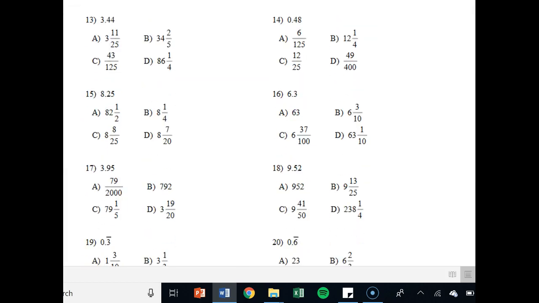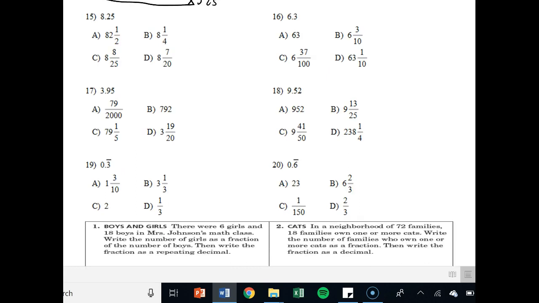Number 13, all right? Again, we've got a whole number, but I'm worried more about the decimal, so this is in the 100th spot. Because it's in the 100th spot, I'm going to say I have 44 over 100, right? And then basically I need to simplify this, so divide by 4, and I get 11 over 20, but that's not my answer because I had 3 wholes, right? So it's 3, sorry, that should be 25, not 20, my fault. 3 and 11 over 25, all right? So A. So that's the last one I'm going to do there for you.